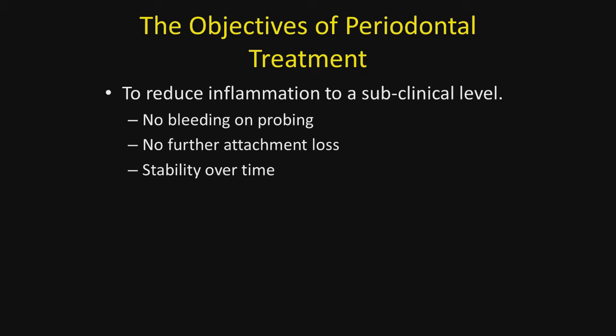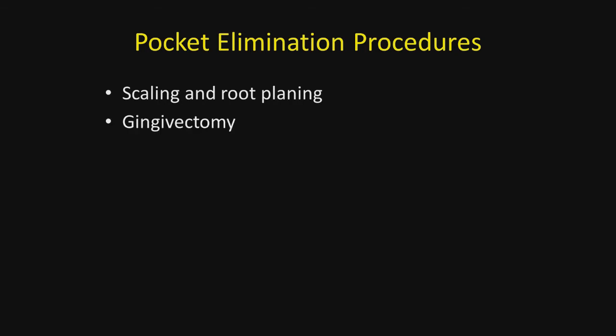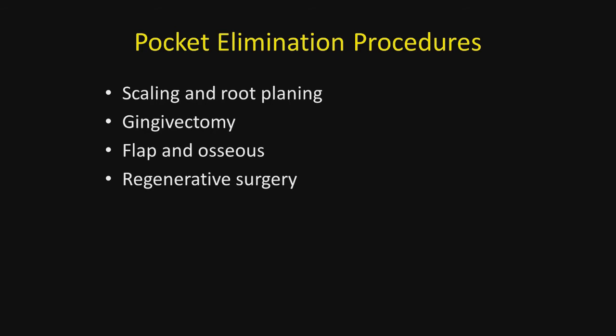And the best way to treat periodontal disease is pocket elimination. Pocket elimination procedures include scaling and root planing and gingivectomy. That was what we were able to do in the 1950s. Then as we moved forward, we had flap and osseous. Now we have regenerative surgery. And then the dental laser has become popular in the last few years.